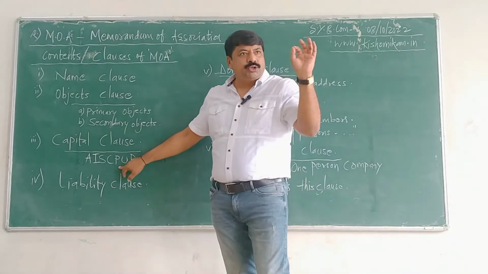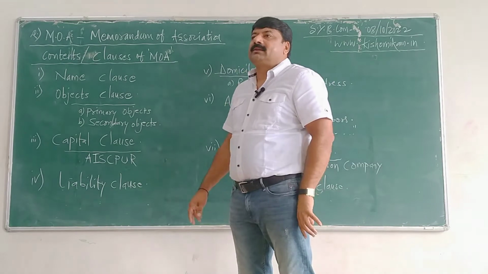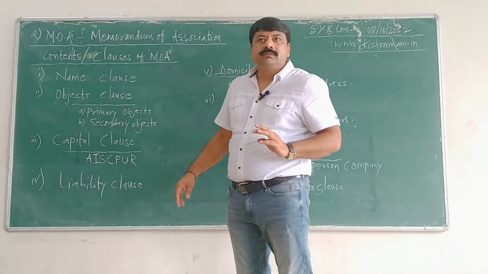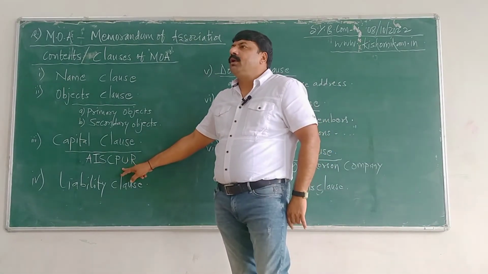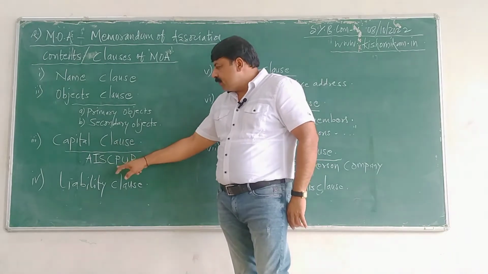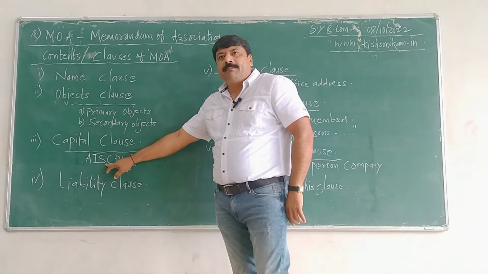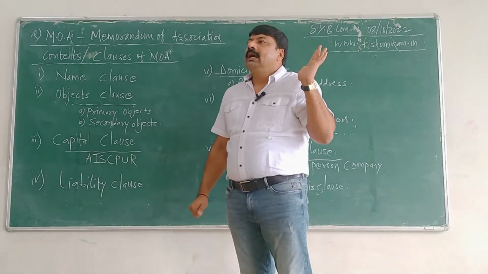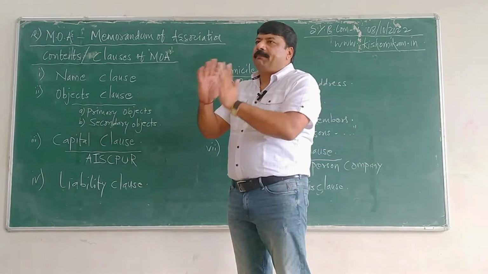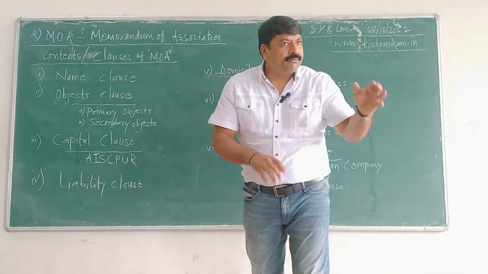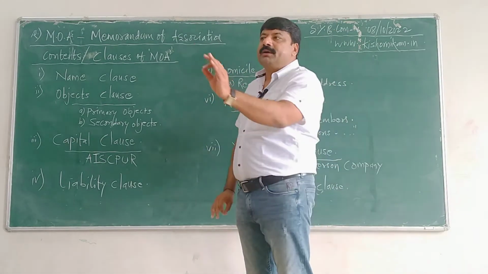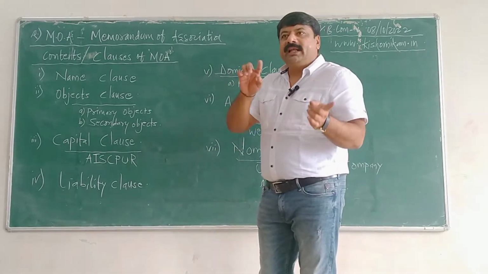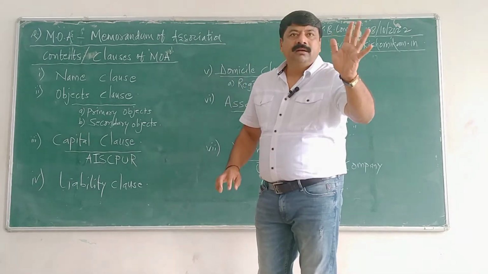Paid up capital is the actual amount paid by the shareholders into the company bank account. Uncalled capital is what? It is that portion of issued capital which has not yet been called by the company. And reserve capital is the capital which has been kept for the purpose of emergencies and contingencies. Then only that capital will be called by the company.